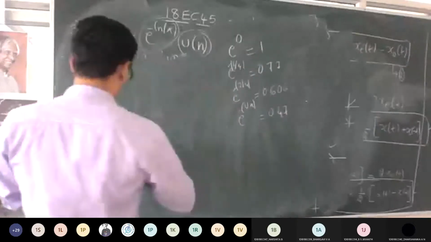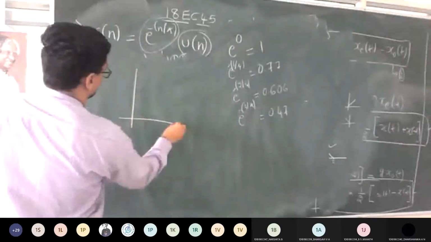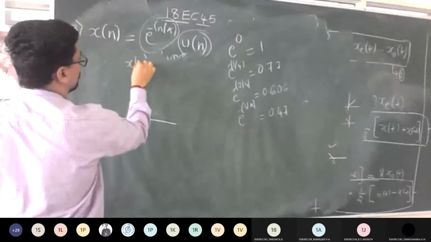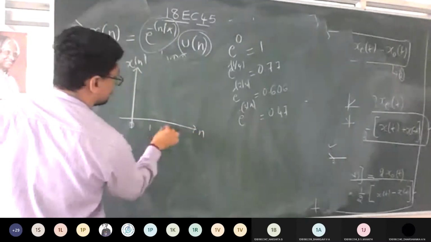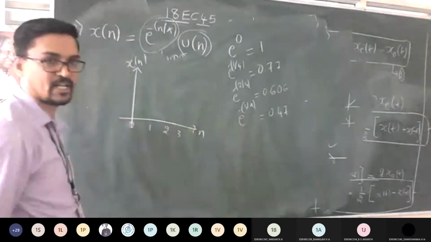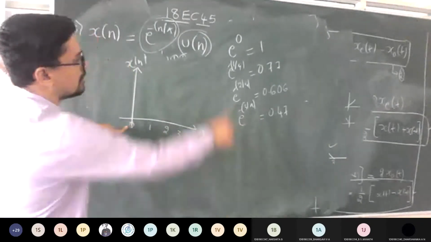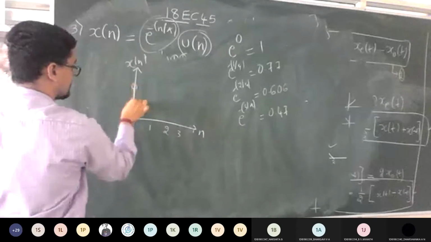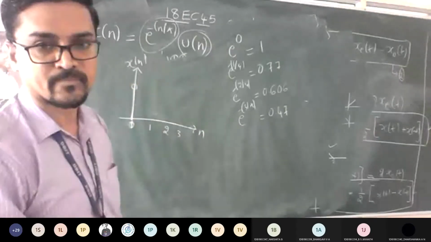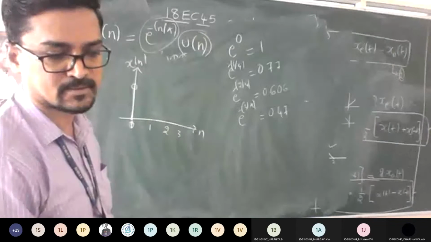So what could be my x of n? Let me show you how x of n looks. For interval 0, this is n, right? So 1, 2, 3, and so on. You can take n number of values. For 0, you got the maximum amplitude 1. So you should write the discrete signal like this. Okay? Is it clear?